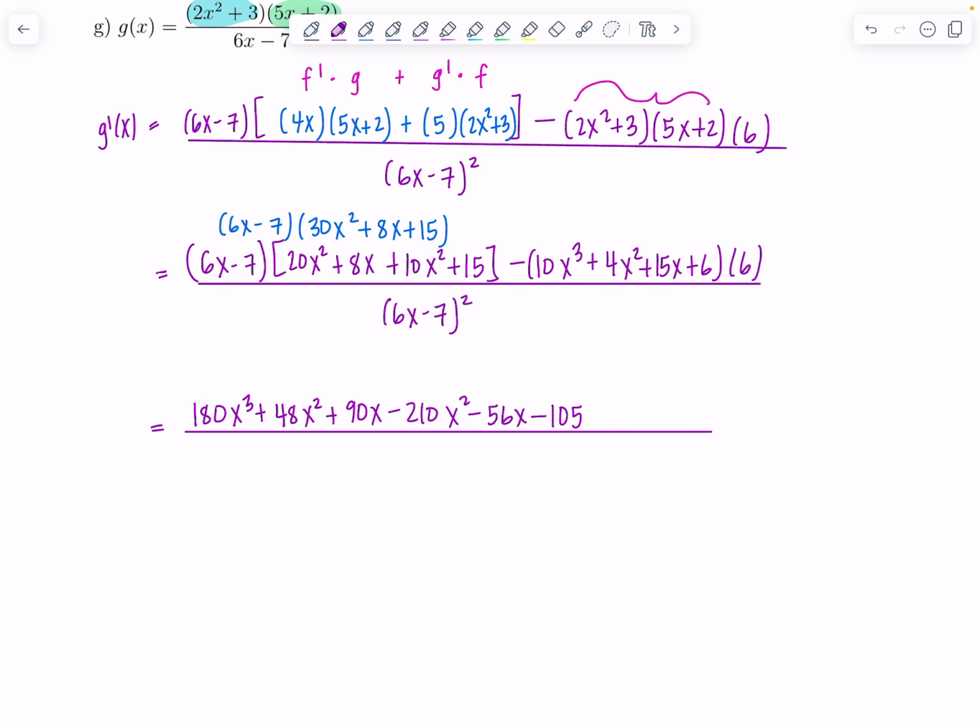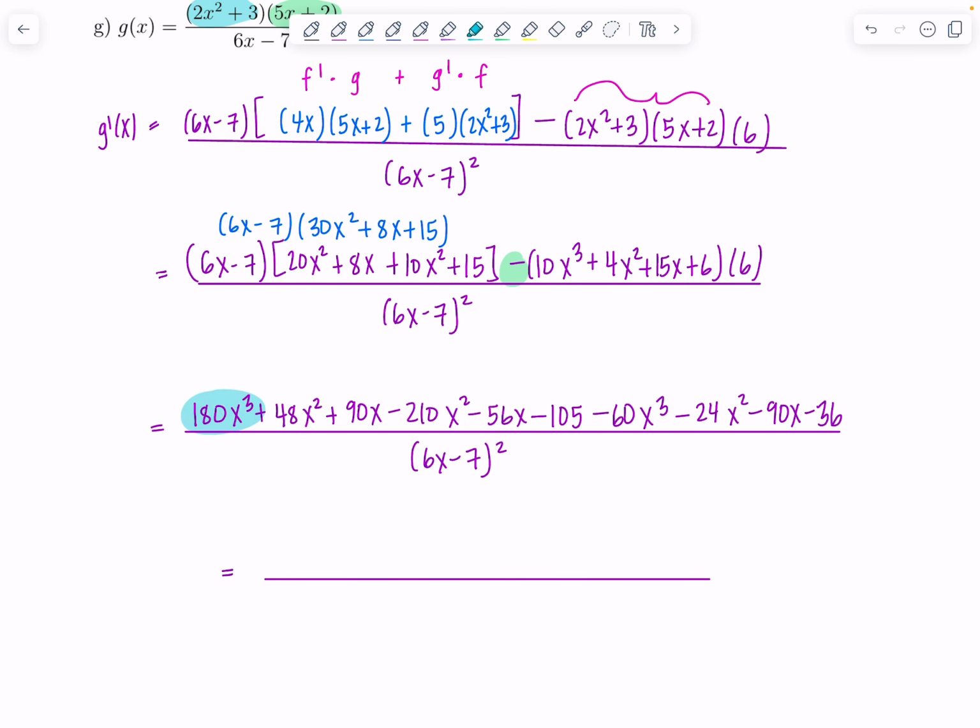Good? Okay. And then all that's left is to distribute the 6, and I'll also distribute this minus sign simultaneously. So minus 60x cubed minus 24x squared minus 90x minus 36. And this is all over 6x minus 7 squared. Whew, okay, now combine like terms. So let's see, call in the cleanup crew. Highest power of x I see is cubed. So we've got 180x cubed minus 60x cubed, so that's 120x cubed.